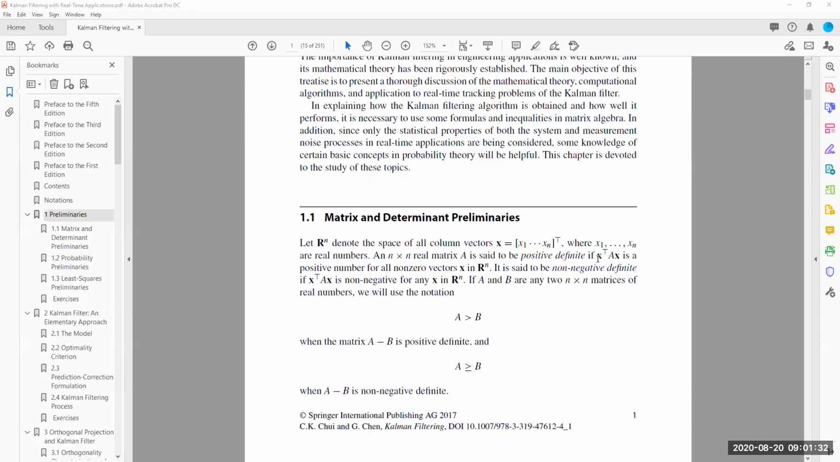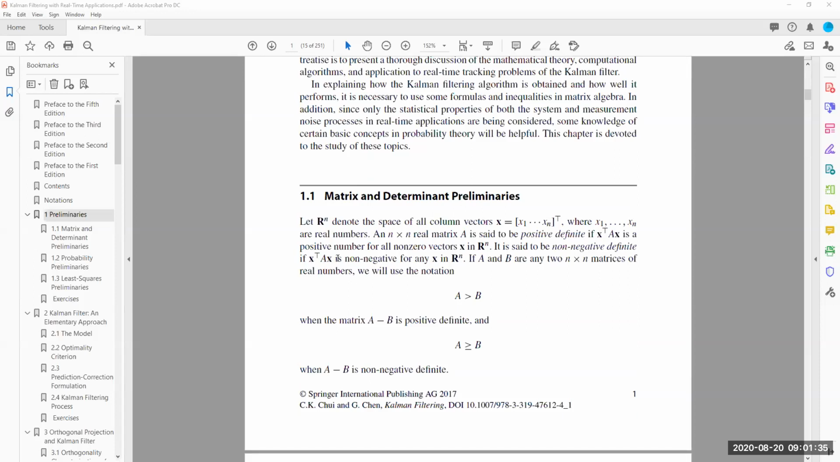Then if x transpose A x is non-negative for any vector x, it is said to be non-negative definite. But I don't like the name. Normally I think you should call it positive semi-definite. I think most people call it positive semi-definite, so I will use the name positive semi-definite.